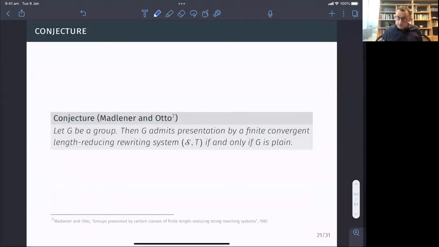There is a conjecture, which John Koo is going to talk about a little bit in the next talk, that this is an if and only if: G admits a presentation by a finite convergent length reducing rewriting system if and only if G is plane. In that case, it's even more natural to choose these. This is an open conjecture. It's from 1987, and it's still open.